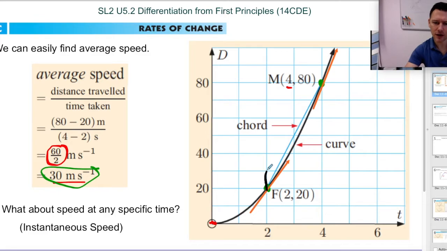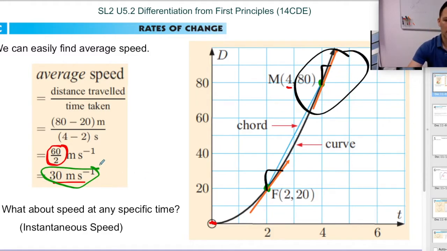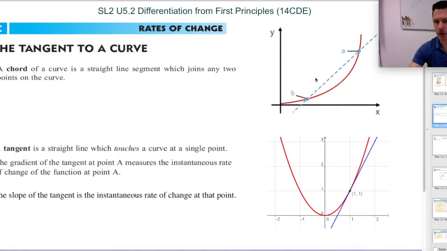This has a certain rise over run, and this has a different rise over run. This is a steeper line, meaning that it's going faster there, which makes sense. So this is a good approximation, but for a specific time we need instantaneous speed. We need tangents. Great. So here's just some vocabulary.